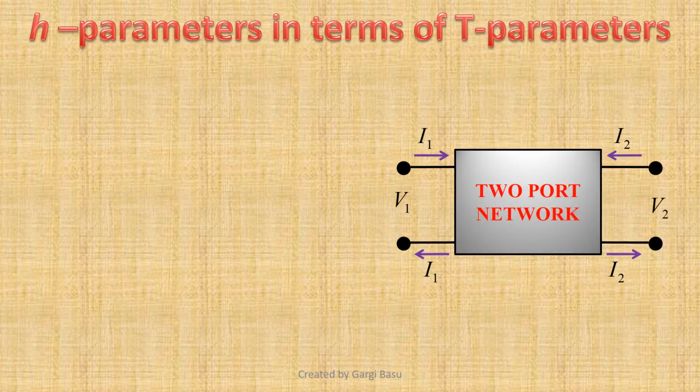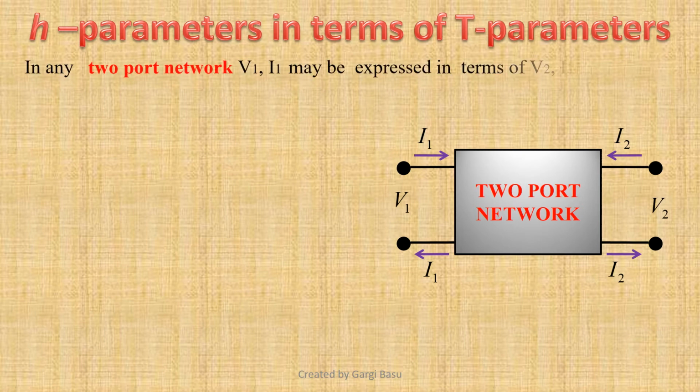Now, let us establish interrelationships between hybrid parameters and transmission parameters. When we describe our two-port network using transmission parameters, we express the input port variables V1 and I1 in terms of output port variables V2 and I2. The linear equations used in this case are V1 equals A V2 minus B I2 and I1 equals C V2 minus D I2.